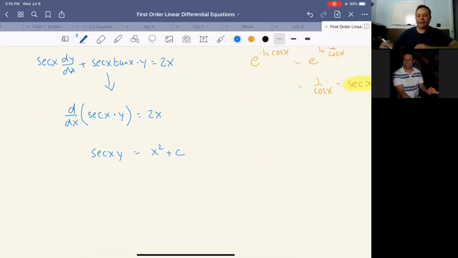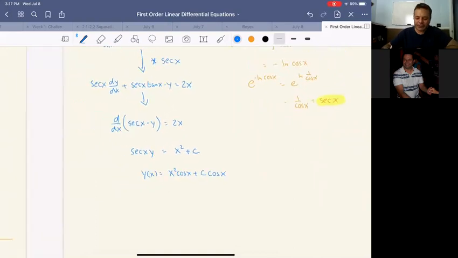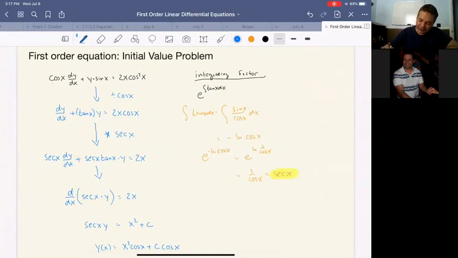Now solving for y, y of x equals, we can just multiply both sides by cosine of x. So x squared cosine x plus c cosine x. Now we need that initial condition.